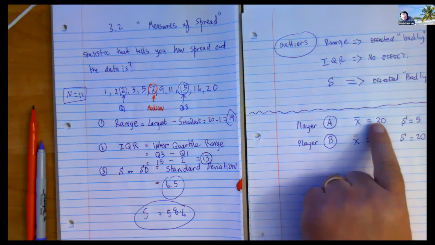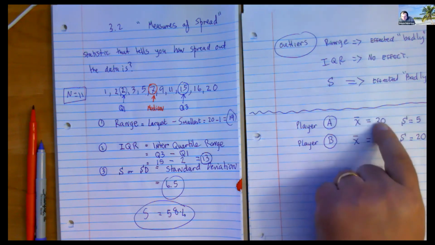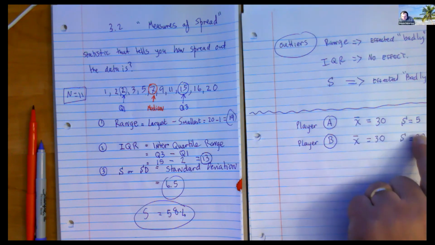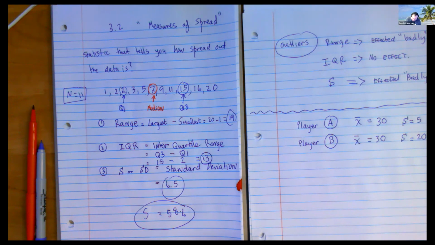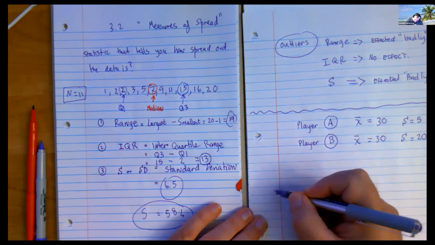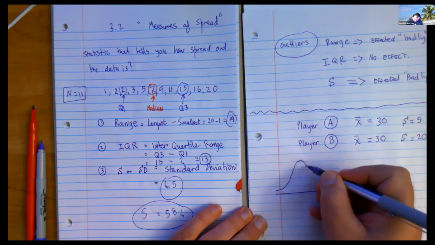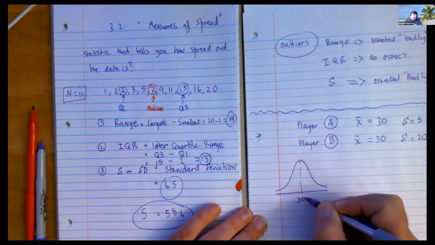Now, in one respect, aren't both these players equally good? They both, on average, score 30 points a game, right? But the standard deviation is significantly different. So if I was going to describe these two players, what I might say is that if you looked at player A and you looked at all the games that he played, and it was symmetric, we'll assume that it is, his data might look something like this.